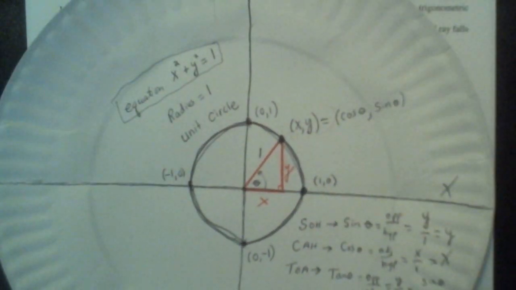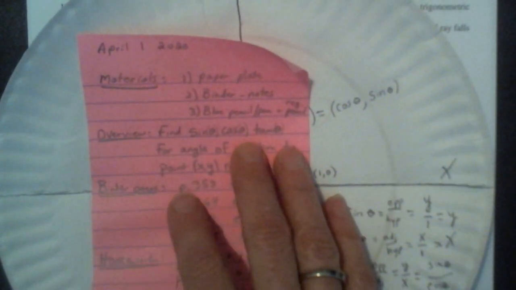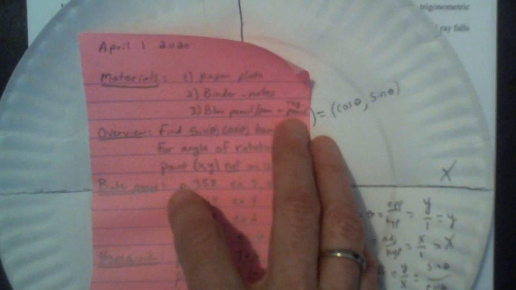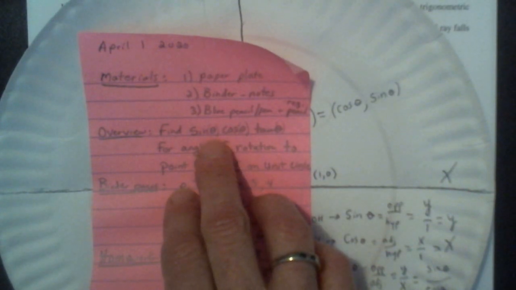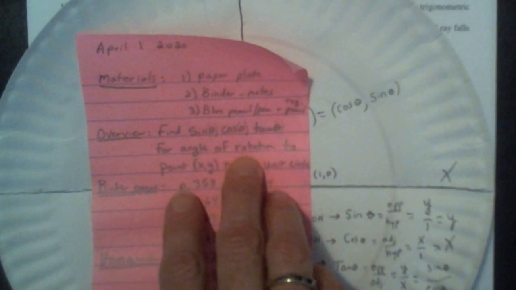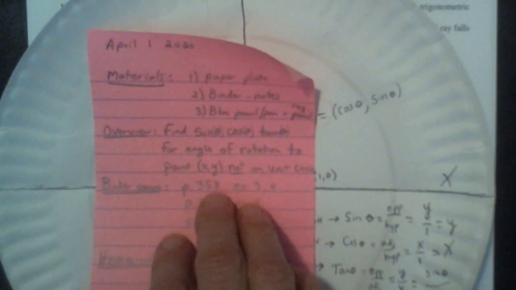We're going to do the next lesson that we left off with when we were in school. What you need today for materials are the paper plate that we started when we were in school, and if you don't have one, maybe you can grab a paper plate at home and copy everything from here. You can always pause the video so you can stop and take note of that. You need your binder of notes, a blue colored pencil or pen, and a regular pencil. And today we're going to learn to find the sine, cosine, and tangent, if you remember we're in trigonometry, of an angle of rotation to a point xy that is not on a unit circle.